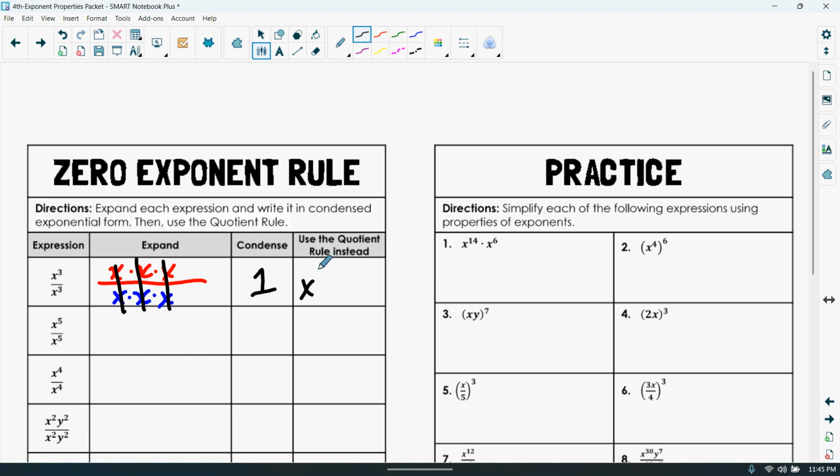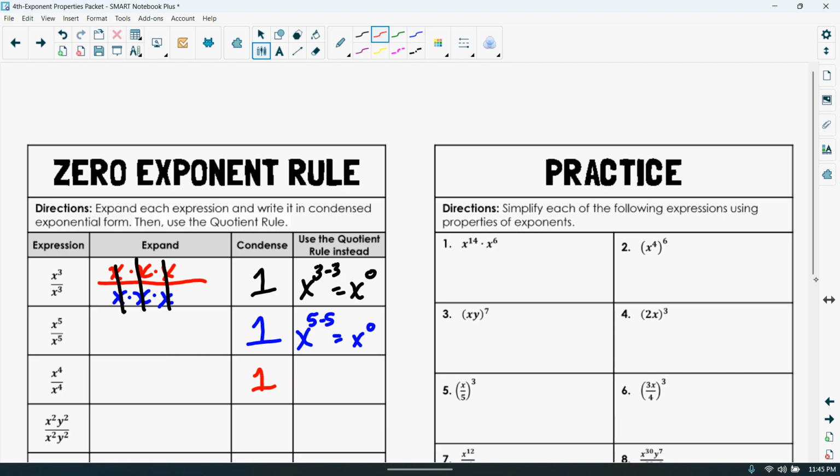So even if I was doing the quotient rule, this is 3 minus 3, which is equal to x to the 0 power. So anything to the 0 power is going to equal 1. So you can use the expanded form to help you see what the simplified answer is. But basically, every time I have x to the 5th minus 5, x to the 0, your answer is going to be 1. Anything to the 0 power is going to turn into 1.